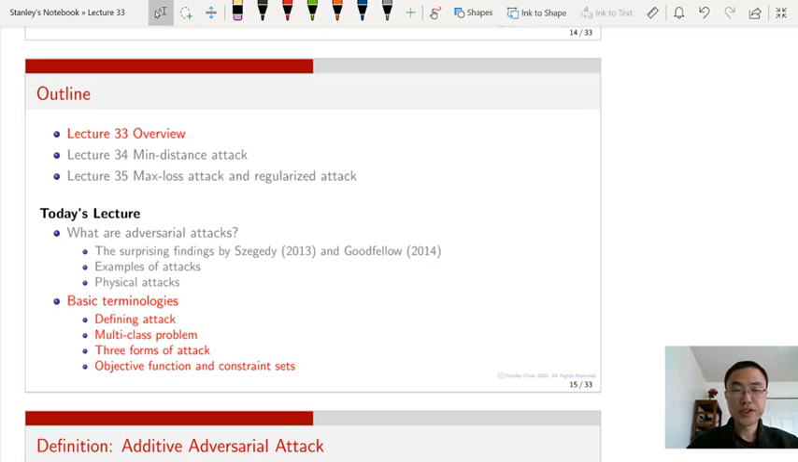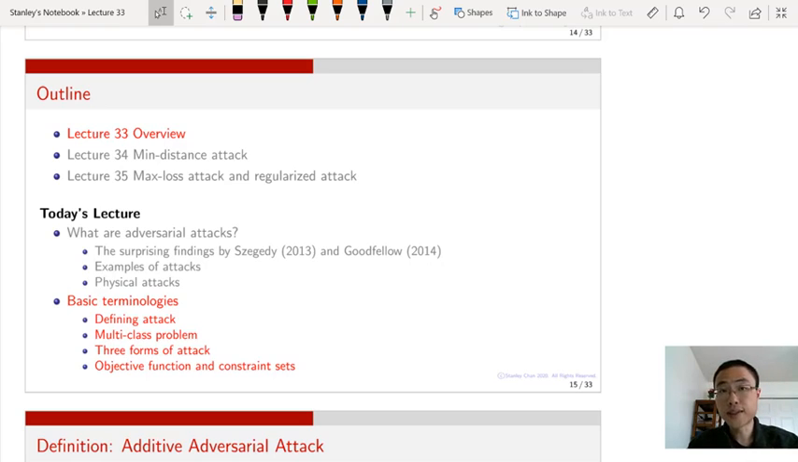Alright, so let's go to the second part of this lecture. We're going to look at some basic terminologies, and then we're going to look at what we mean by attack, what we mean by having attack in a multi-class situation, and then what are the three optimization forms of attack, and then we want to look at the objective function, also the constraint set of adversarial attack.